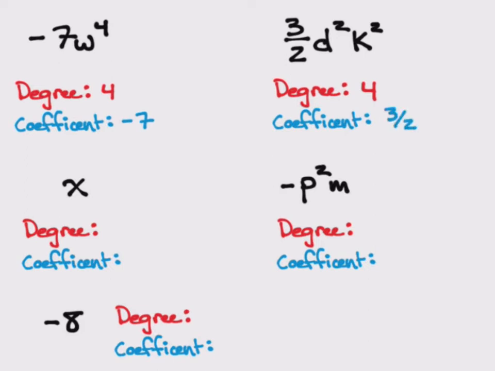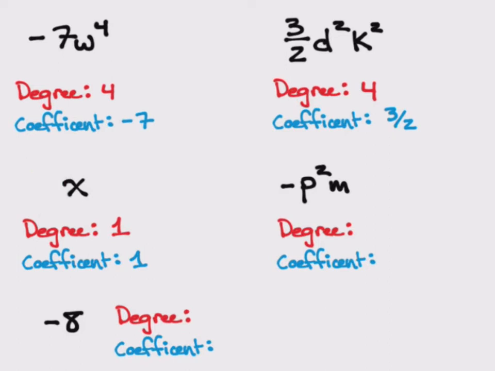With the monomial x, that's the same as saying 1 times x to the 1st power. Since x is being raised to the 1st power, the degree of this monomial is 1. And since it's a 1 being multiplied by that variable, the coefficient is coincidentally also 1. Remember, if you ever see a variable by itself with no number in front of it, it's implied that there's a coefficient of 1 in front of it.